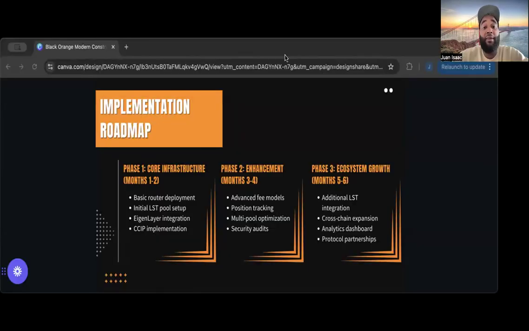Phase one of the implementation roadmap is complete. We plan on bringing a multi-LST infrastructure to Ethereum's $57 billion market. We're targeting protocols building on EigenLayer, LST providers, and institutional stakers. Our architecture is currently made up of multiple components, which include Uniswap v4, EigenLayer's core contracts, and Chainlink's CCIP.